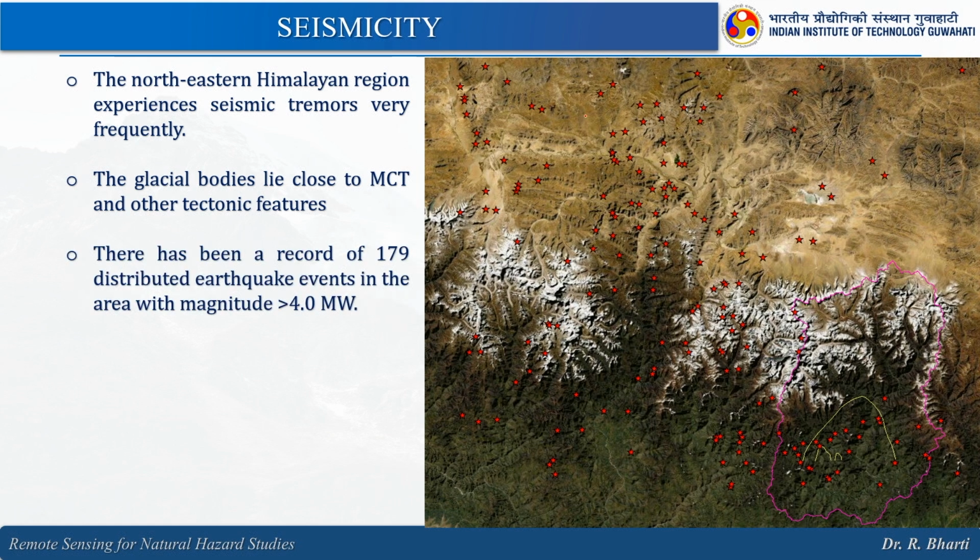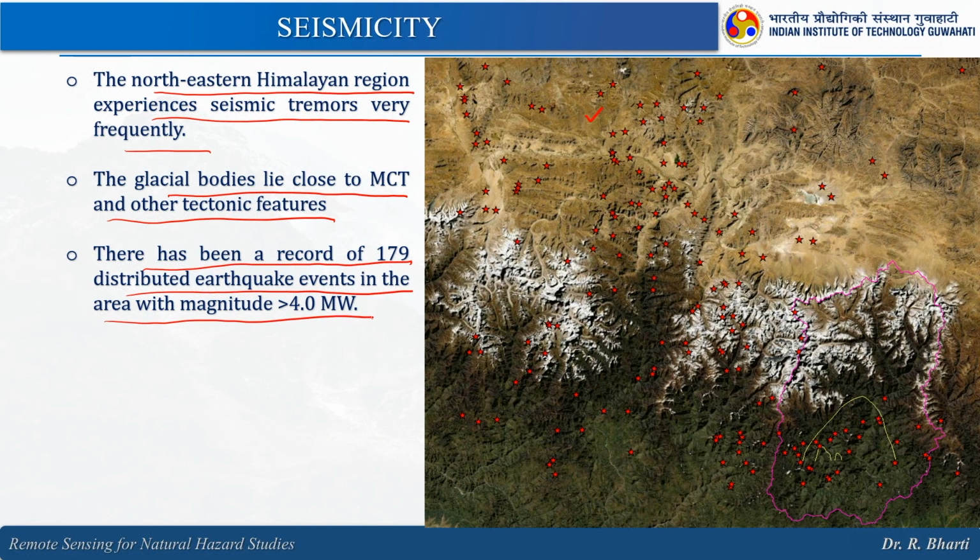The seismicity we have included in our analysis, because this is one of the important aspects. This can trigger the GLOF event. The northeastern Himalayan region experiences seismic tremors very frequently. The glacier bodies lie close to the MCT and other tectonic features. There has been a record of 179 earthquake events in the area with magnitude greater than 4.